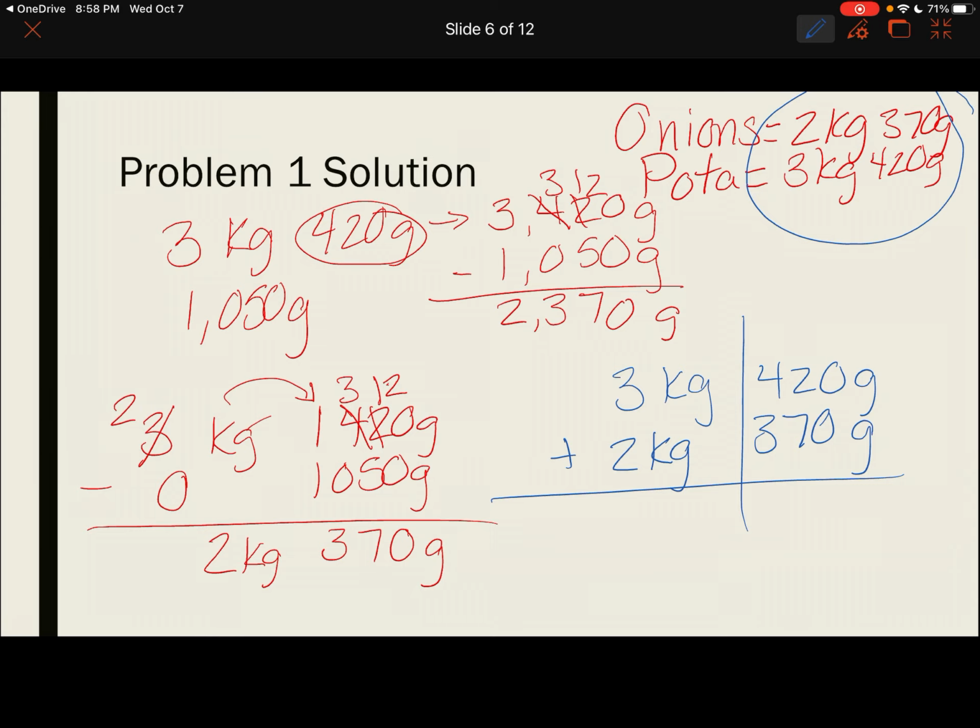So let's add the grams together first. 0 plus 0 is 0. 2 plus 7 is 9. 4 plus 3 is 7, so 790 grams. And 3 plus 2 is 5 kilograms. So our final answer is 5 kilograms, 790 grams. That's how much the potatoes and onions weigh together.